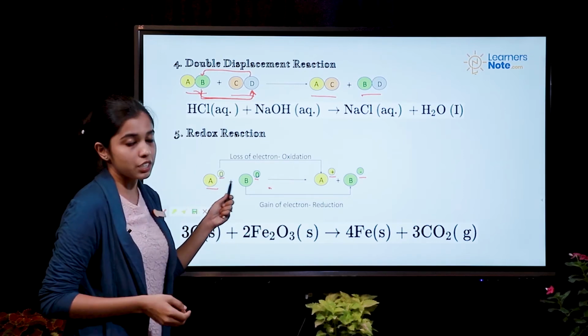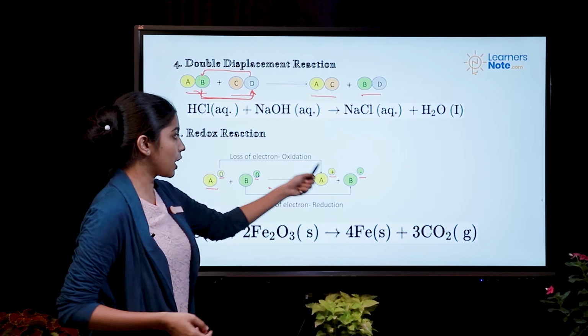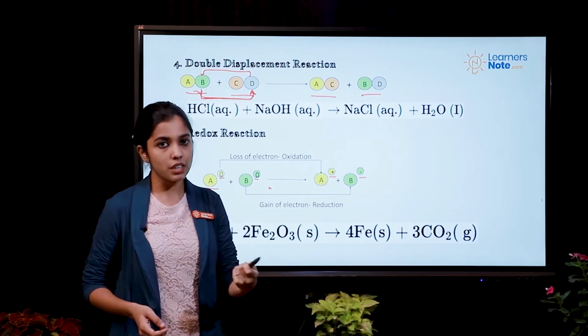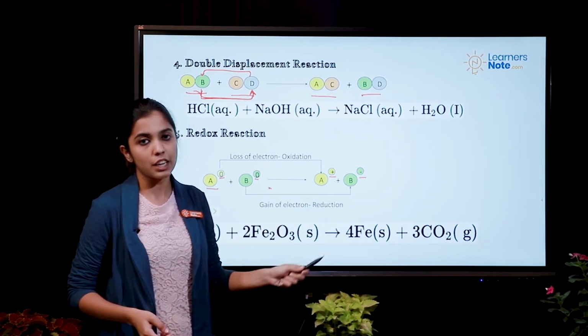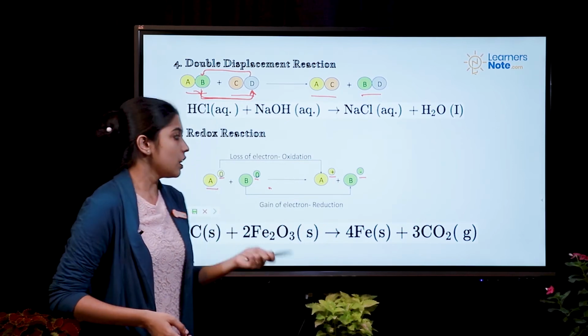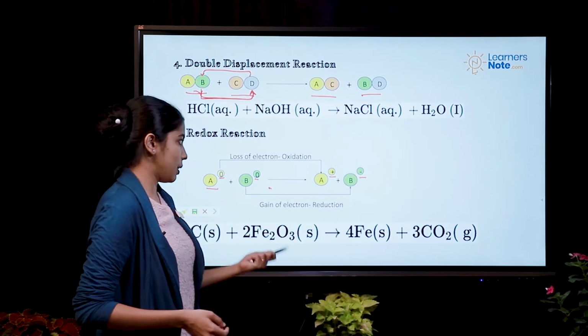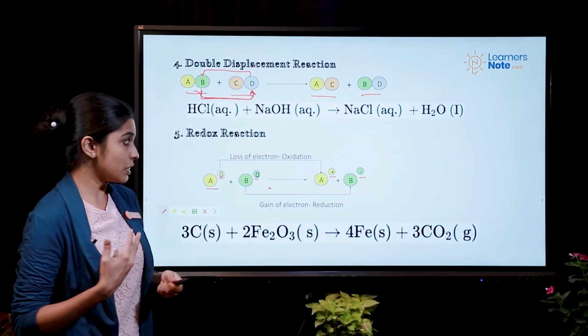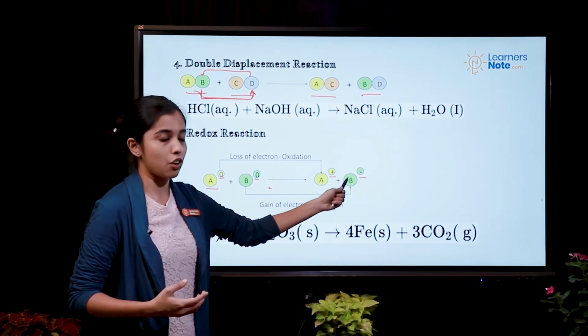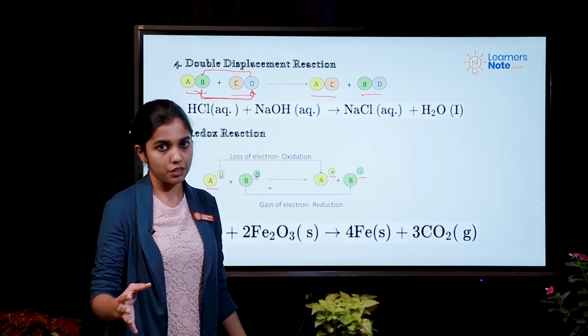So A, from its oxidation state 0, becomes A plus, which means it has lost an electron. That process of losing an electron is called oxidation reaction. In the same way, you can define reduction reaction as well. In reduction reaction, you gain an electron or you lose the oxygen that you have.